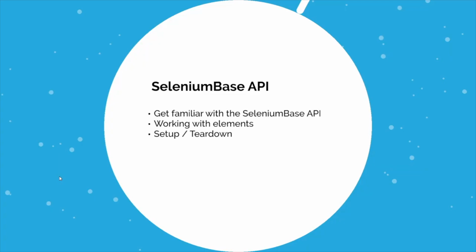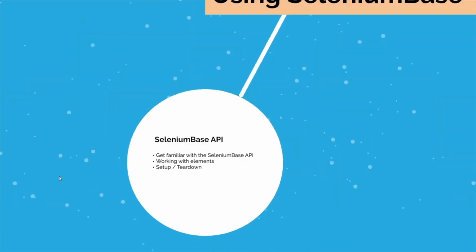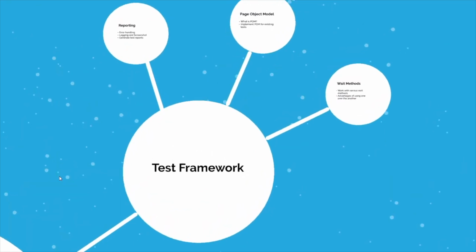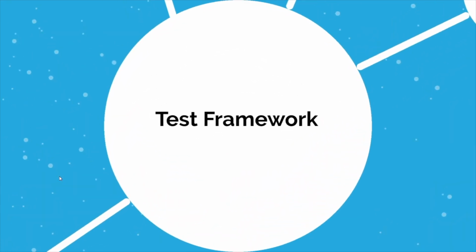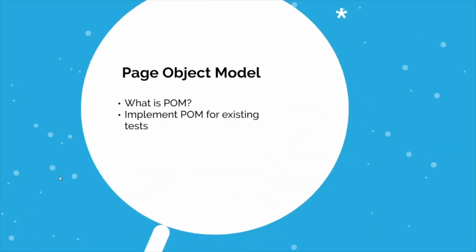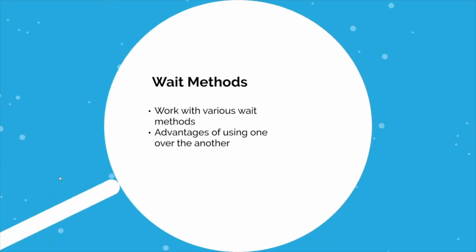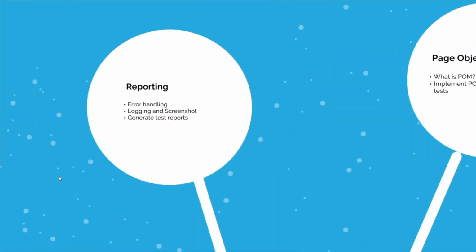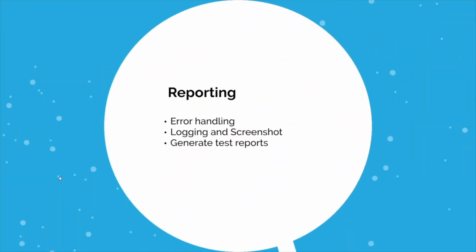After we are a bit familiarized with the API, we will get started with setting up our test framework. We will begin with learning what page object model is and how to implement it using our existing test. Then we will learn how we can stabilize our framework by learning different wait methods that are available. From there, we will learn about error handling, reading logs, and taking screenshots on test failures, and then eventually generating test reports from all of that.